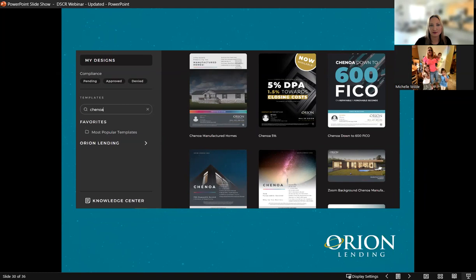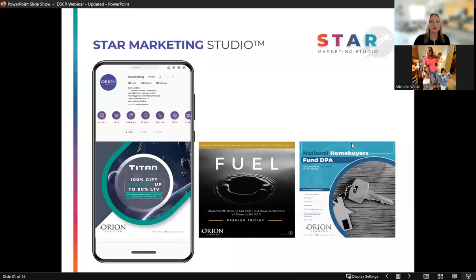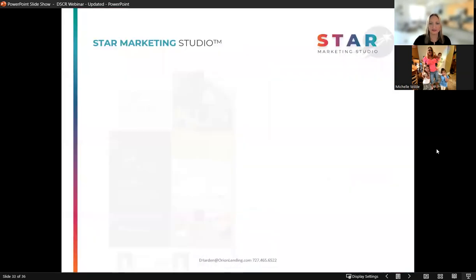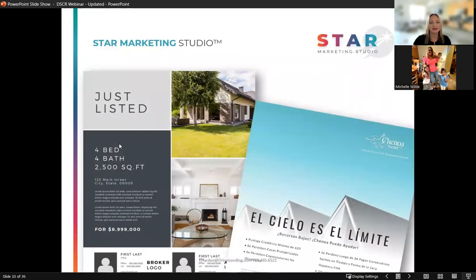And there is for all programs, by the way, not just DSCR. So the examples that you're seeing on your screen right now are our down payment assistance and manufactured homes, but we have them for DSCR as well. It's all pre-designed, but it's fully customizable. You guys can change the images. There's over 1 million copyright-free images in there. There's social media posts, LinkedIn, Facebook banners, all kinds of stuff. So definitely jump in and check that out. It's a really good tool, and all fully customizable as well. There's even listings and just listed and brochures and packets and all kinds. You've got to get in there and check it out.